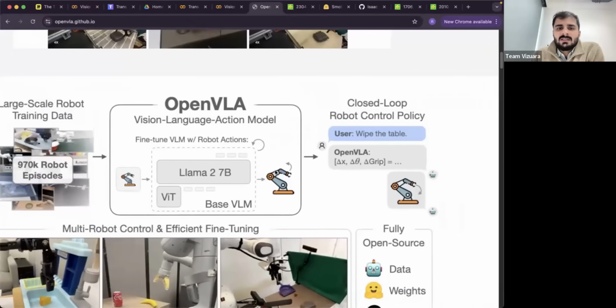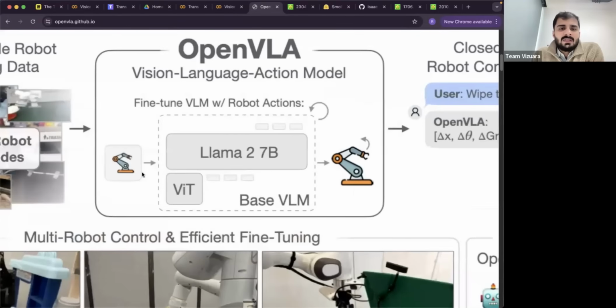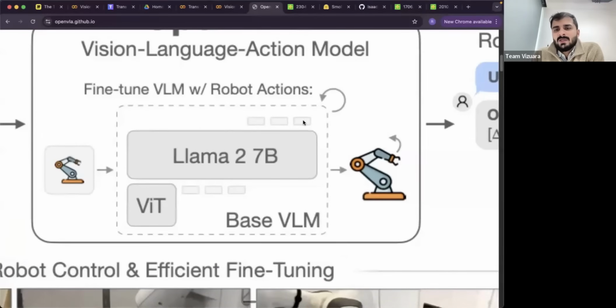What OpenVLA does is, this is the vision language action model. So this is the data, which is most probably proprioceptive data and images, which is passed as an input. You have a base vision language model, which is the vision transformer here. And these three boxes that you see, those are probably the actions which my model is predicting.